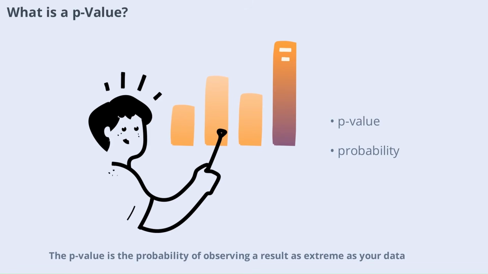P-value is the probability of observing a result as extreme as your data, assuming the null hypothesis is true. Think of the null hypothesis as the default or no effect assumption. For example, if you're testing a new drug, the p-value tells you how likely it is to see your results if the drug really has no effect. A small p-value suggests that your results are unlikely under the null hypothesis, casting doubt on its validity.